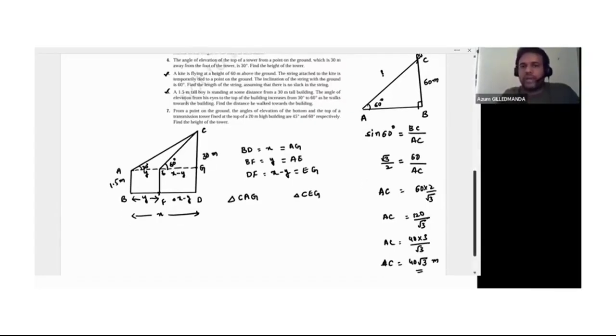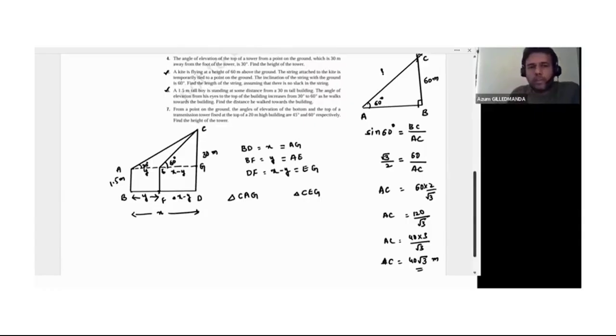CGA is one right angle triangle which has angle of elevation 30 degrees, and then CGE or CEG, that is 60 degrees. So I have two right angle triangles here. Delta CAG is one right angle triangle where the angle of elevation is 30 degrees. And similarly, I have delta CEG, that is 60 degrees. So I have two triangles.